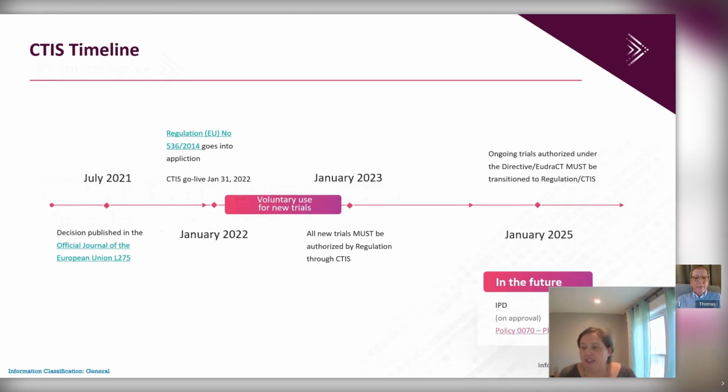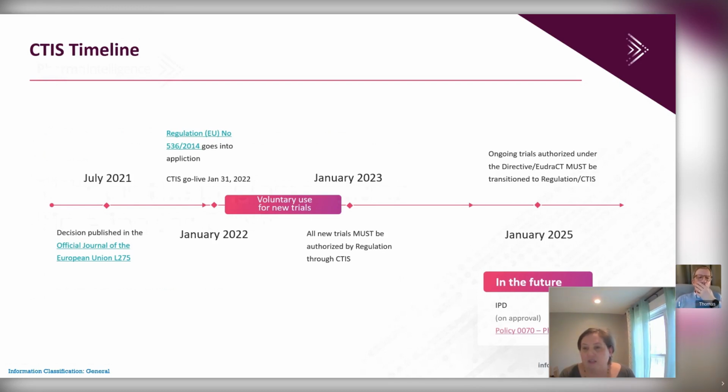So if you look at the timeline of putting CTIS into production and the application of the regulation, it really started last July when the decision was put in the Official Journal of the European Union that CTIS was ready to go. That started the 6-month timer, and that 6-month timer ended on January 31st of 2022 with CTIS going into production.